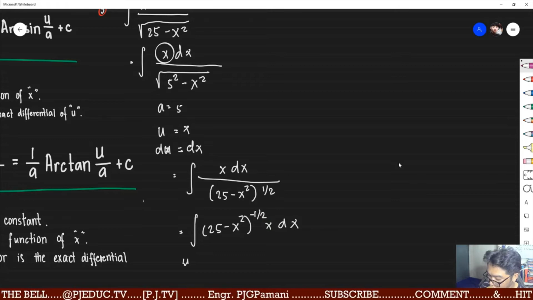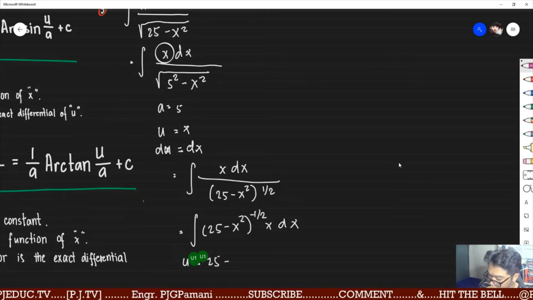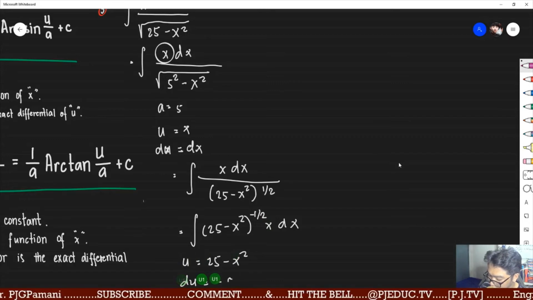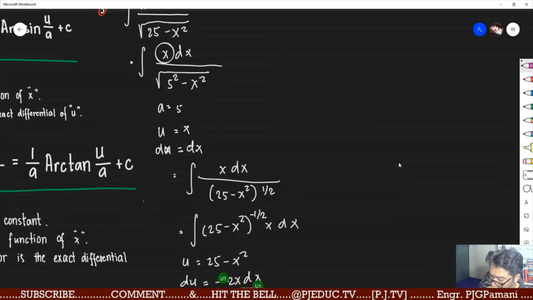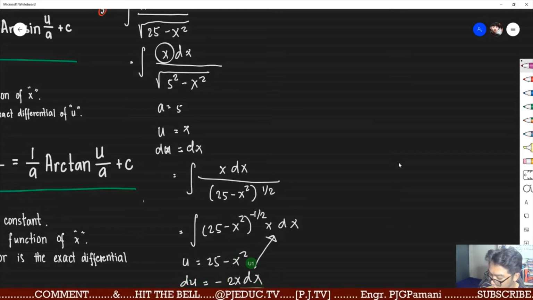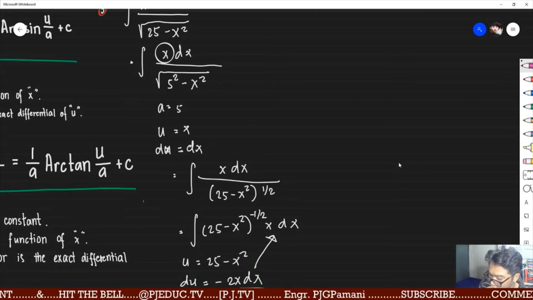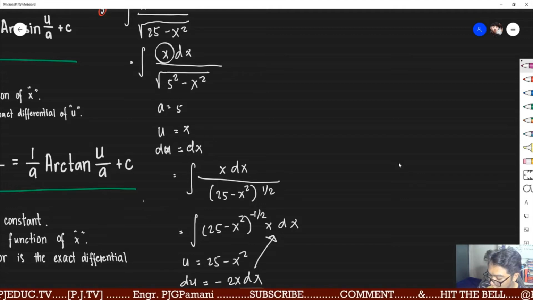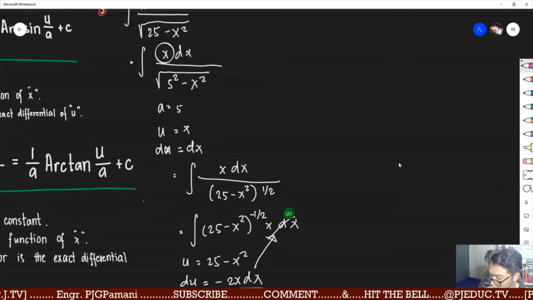So if we have the term 25 minus x squared, we can simply differentiate that as negative 2x dx. So we have an x there, right? So let's just introduce a correcting factor of negative 1/2 for the x dx. So that term will now cancel.